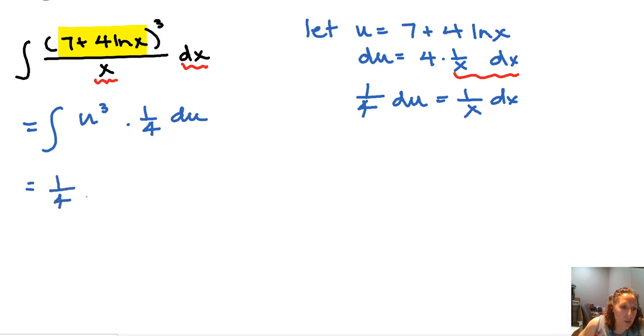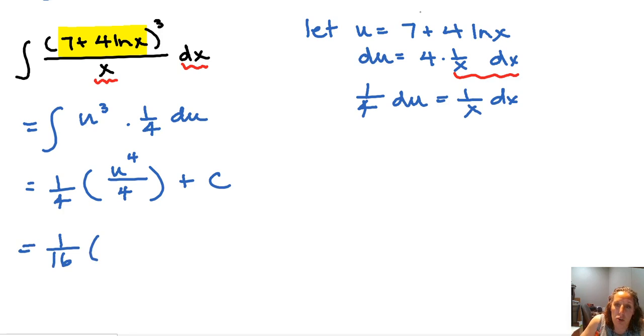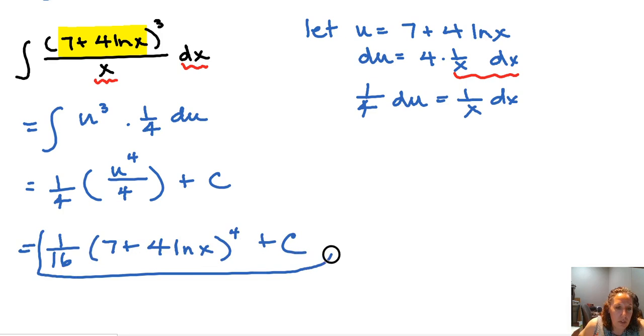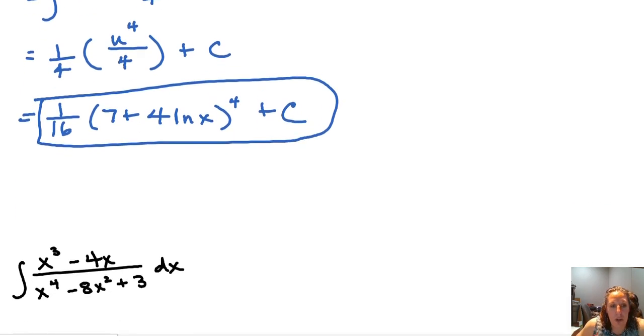We get 1 over 4 times the integral of u cubed. U cubed's antiderivative is u to the 4th over 4 plus c. So that gives us 1 over 16 times our u expression, 7 plus 4 times the natural log of x, raised to the 4th power plus c. And that's it for that one.